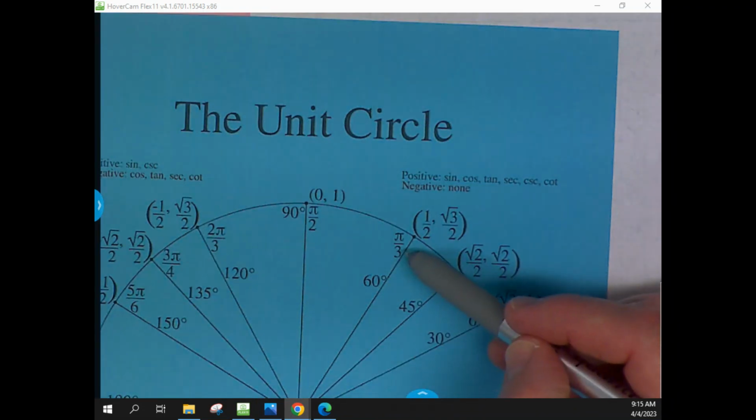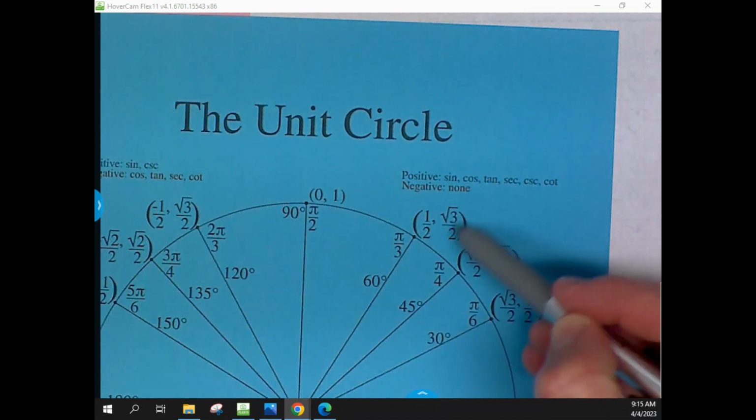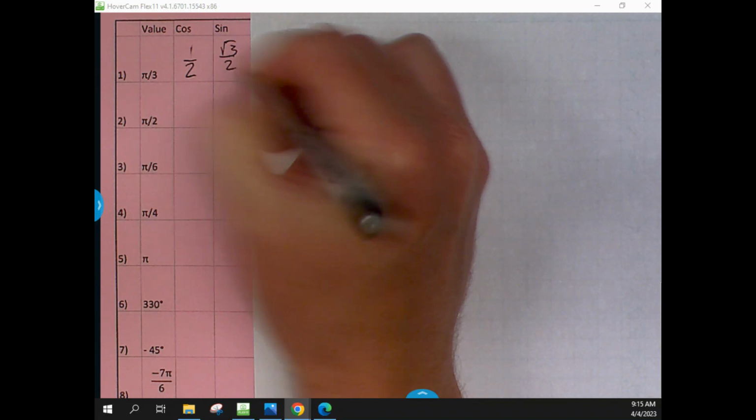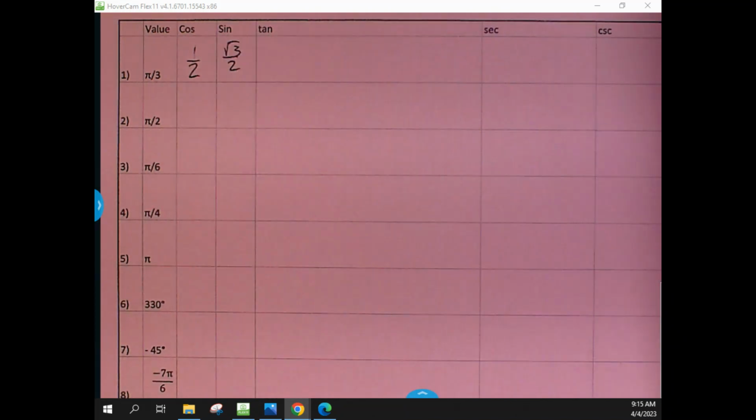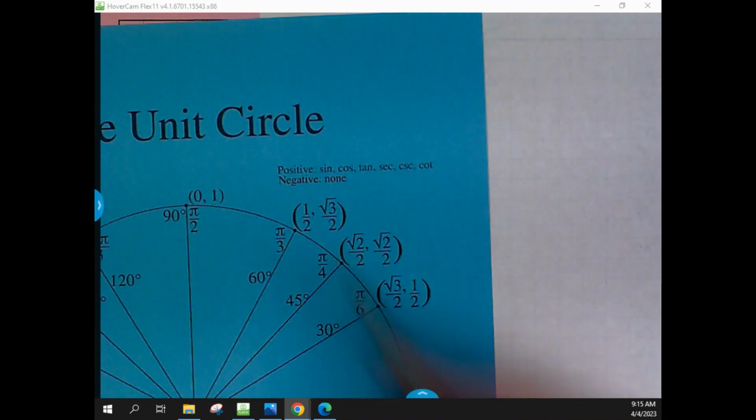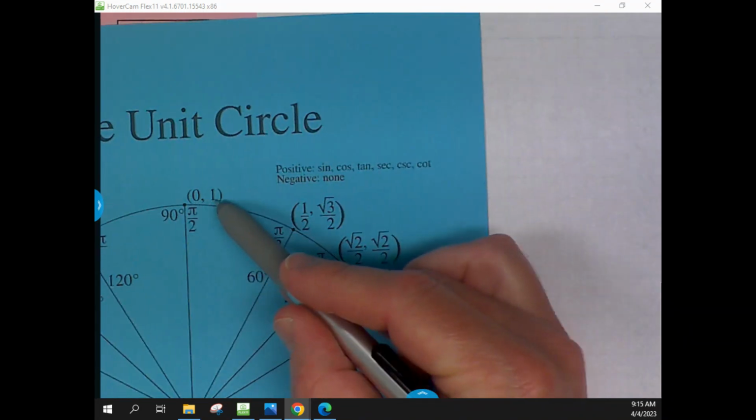All right. If they ask you to find the sine of pi over 3, you go to pi over 3. Tell me what the second ordered pair is, the y coordinate. That's square root of 3 over 2. Okay. And then, again, we're just going to work down the page. We're doing sine and cosine. We're going to come back and get the other operations over here in just a minute. We'll get there. So pi over 2, cosine is 0, sine is 1.